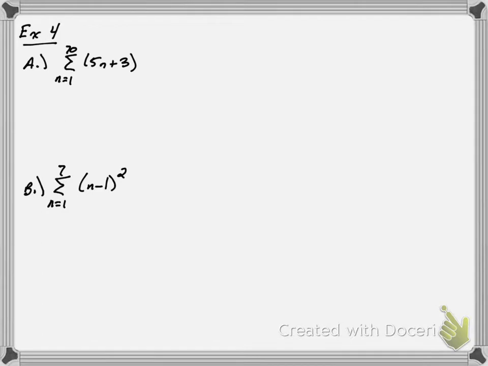Example 4, they give us summation. They want us to find out what the actual sum of them is. So the first thing we have to do is find our a sub 1. Our a sub 1 is going to be 5 times 1 plus 3, which gives me 8. Now we need our a sub 70. We need the last term. So again, I'm going to do the same thing.